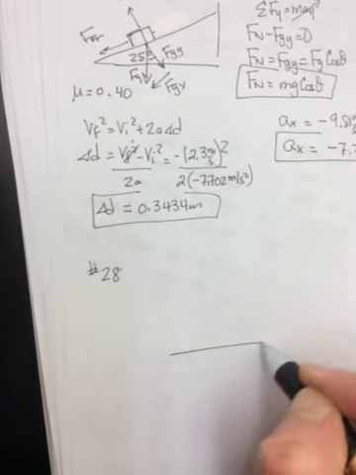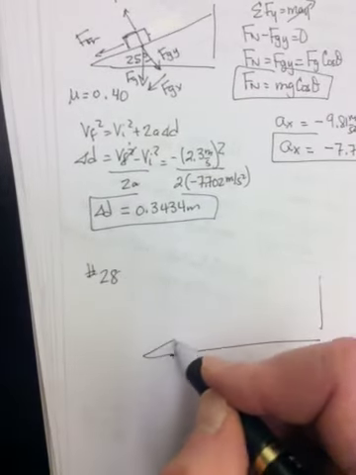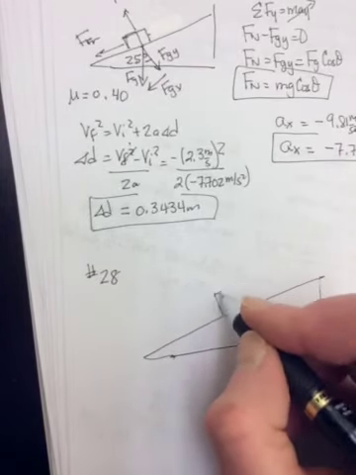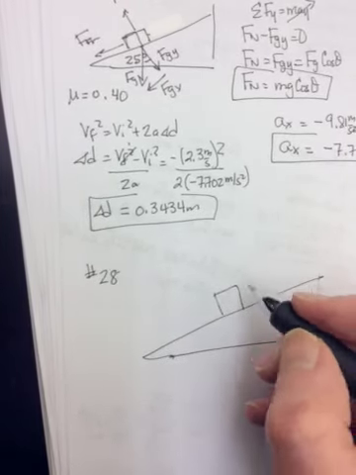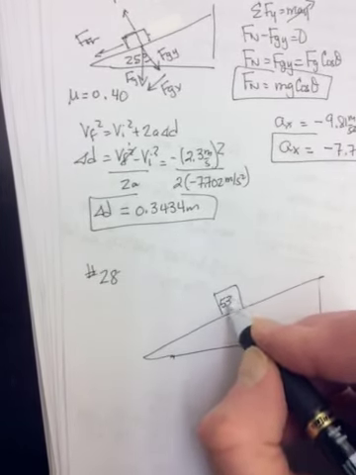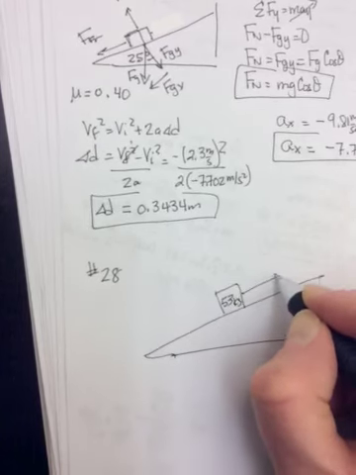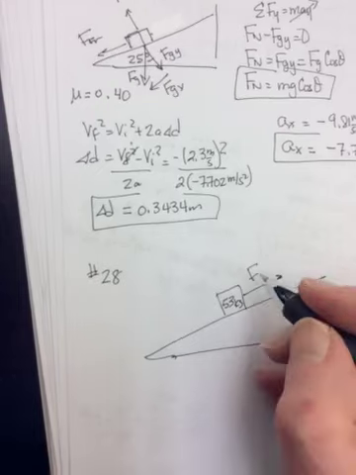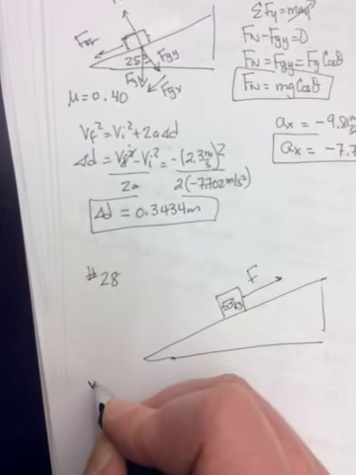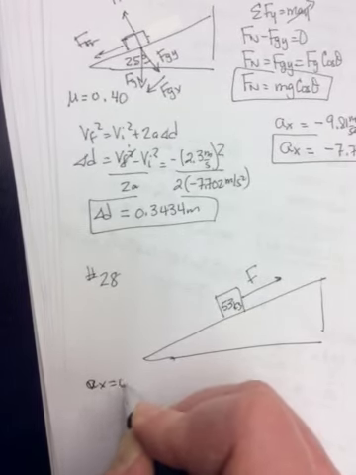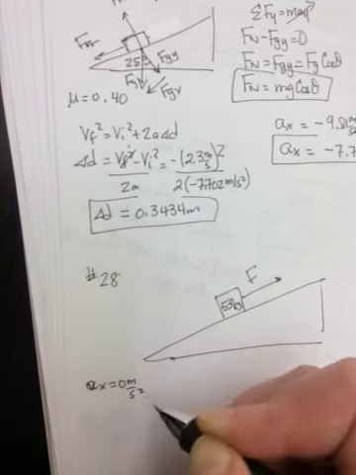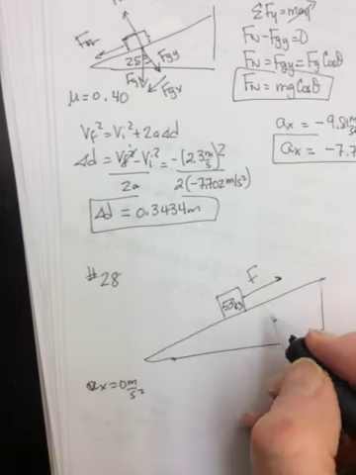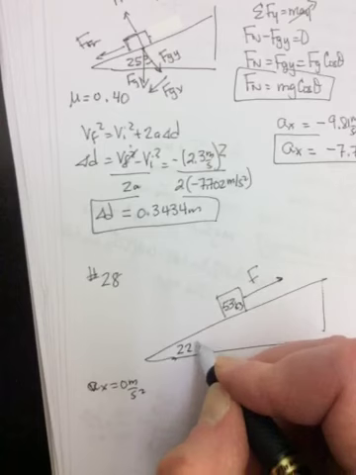Okay? Number 28 has an inclined plane in it. Imagine a box. You were pushing a 53 kilogram crate, so you're pushing it up the incline. So this time you have an F going this way. At a constant velocity, that means AX is going to be 0, right? Constant velocity. The ramp makes an angle of 22 degrees.